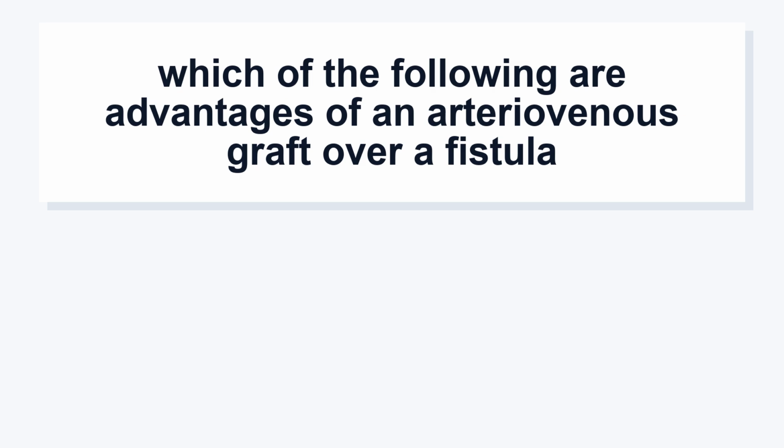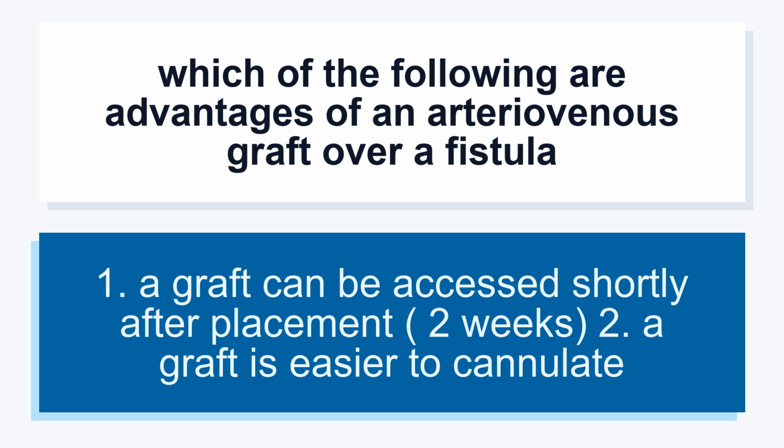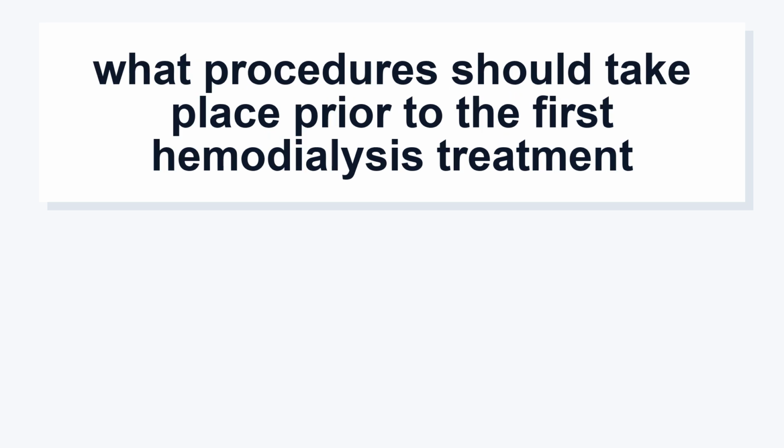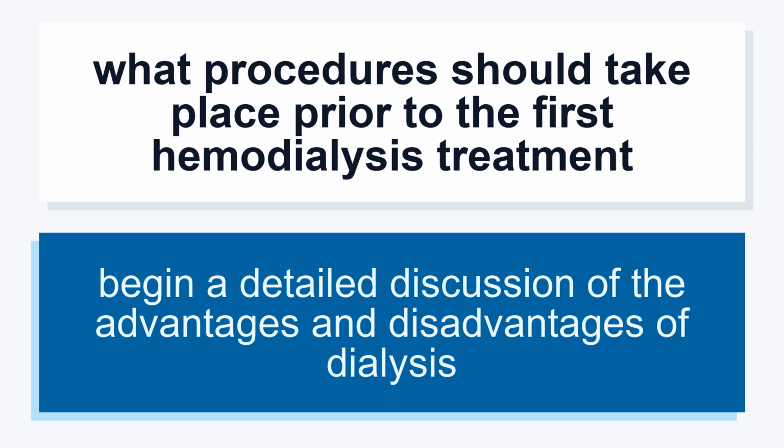Which of the following are advantages of an arteriovenous graft over a fistula? 1. A graft can be accessed shortly after placement, 2 weeks. 2. A graft is easier to cannulate. What procedures should take place prior to the first hemodialysis treatment? Begin a detailed discussion of the advantages and disadvantages of dialysis.